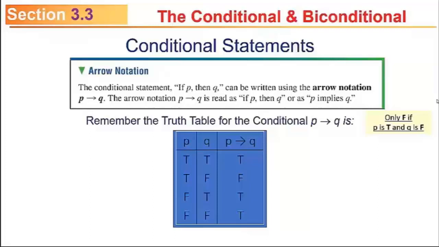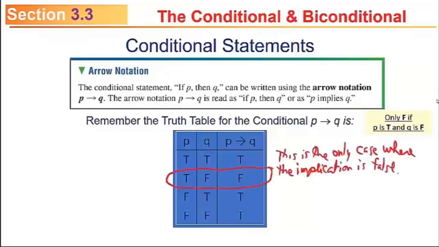And remember, the truth table for the conditional is only false if P is true and Q is false. Make sure you get that one right, because at least for me, that's the hardest one to remember. That's the only case where the implication is false.